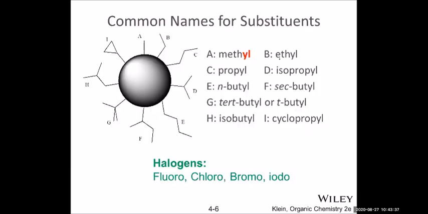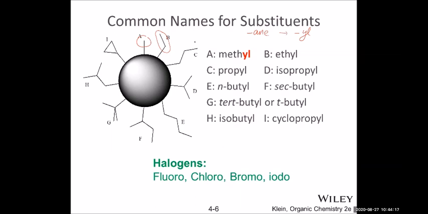The naming of the substituents or the branches. The first one, when you have only 1 carbon, that's methyl, because it comes from methane, the alkane. The B has 2 carbons. It comes from ethane, so we call them ethyl. Basically, in each case, we take the alkane and replace ANE by YL. That is the name of the substituent.